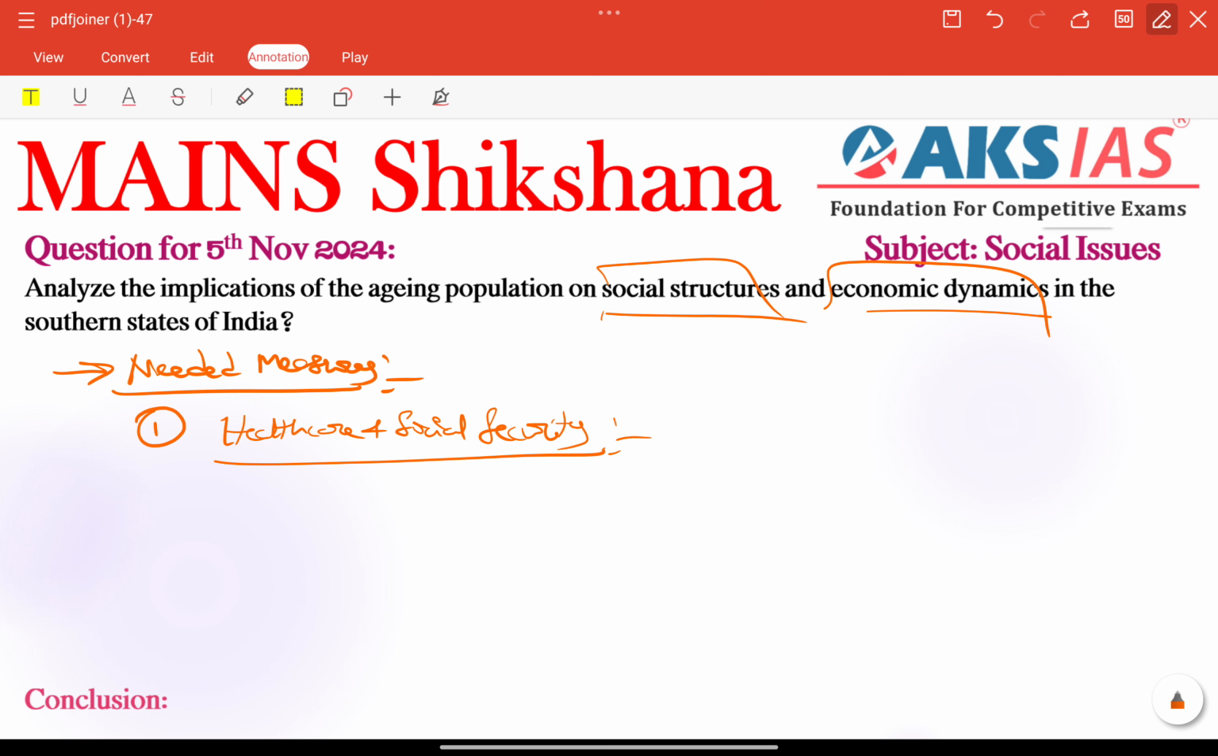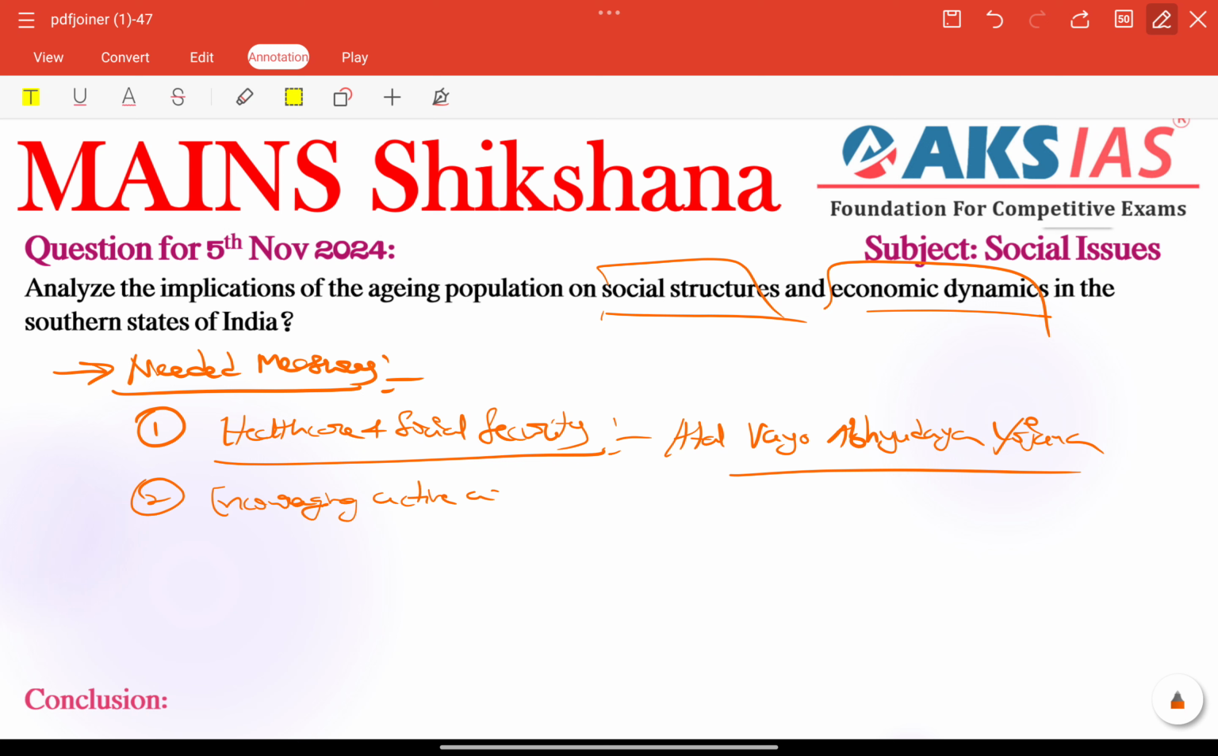Here we can promote schemes like whatever we have, Atal Vayo Abhyudaya, right? Very important schemes regarding helping hands for the elderly, especially, right, to improve elderly care, right? So next we have encouraging active aging also, right? Encouraging active aging. Governments need to promote skill building and re-employment for the elderly after retirement also.